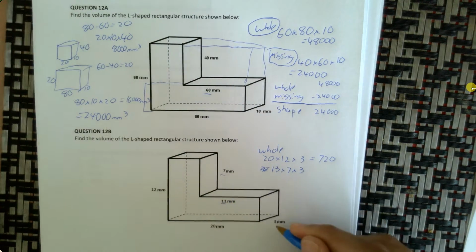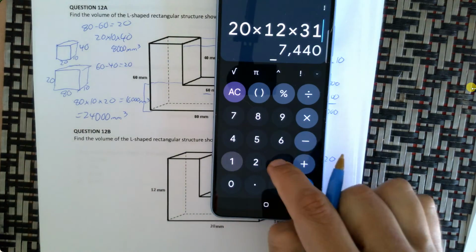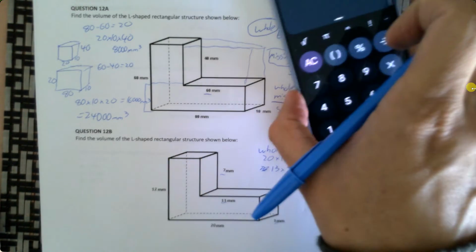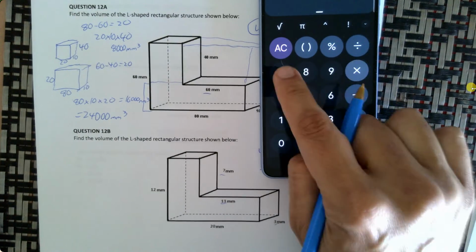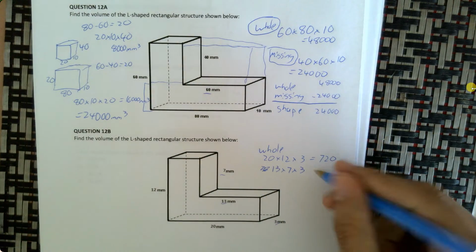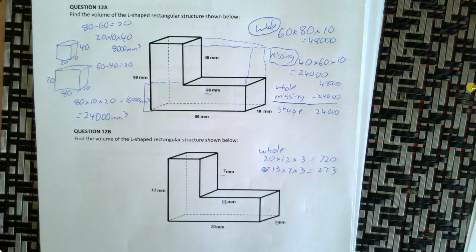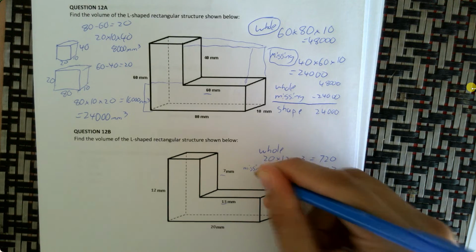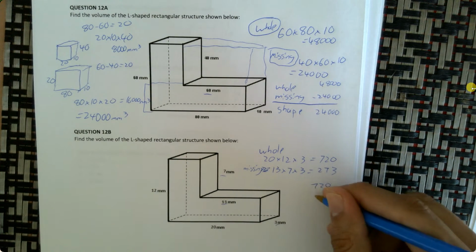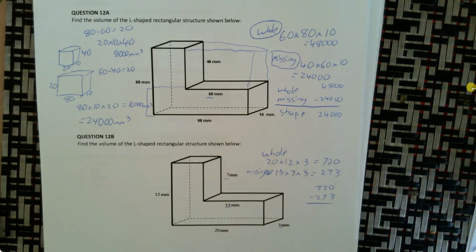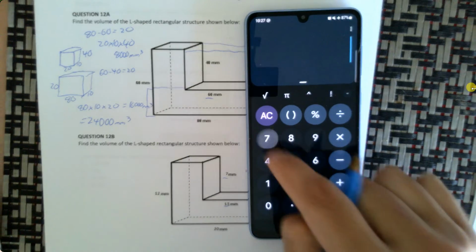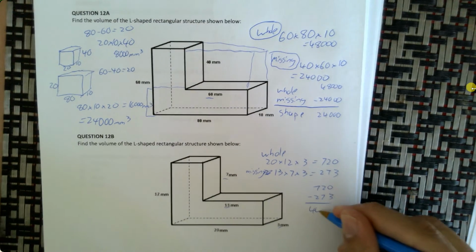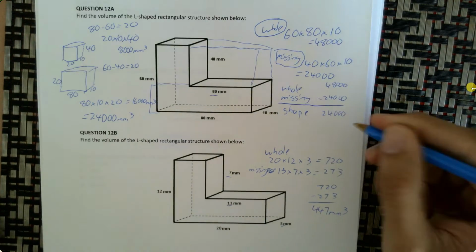But 7 high, 13 across, 3 deep. 13 times 3 times, put the wrong numbers in. 13 times 7 times 3, 273. And then all I'm doing is I'm doing the whole minus the missing. So 720 take 273. 447 millimeters cubed. Okay.